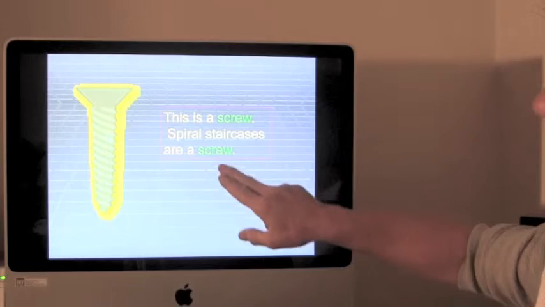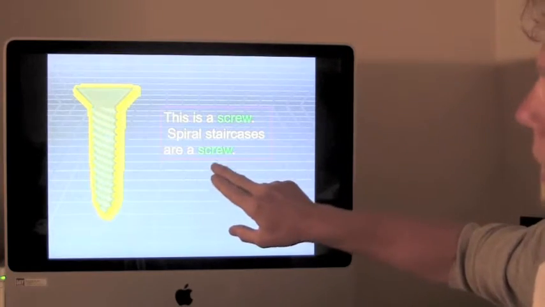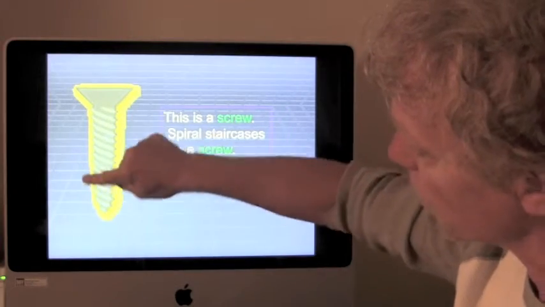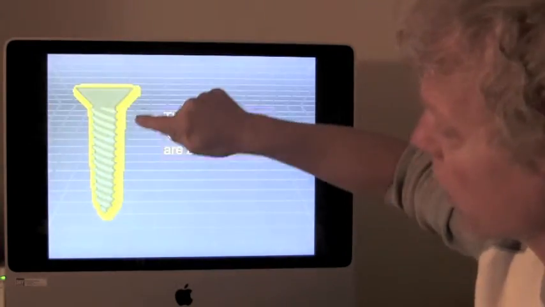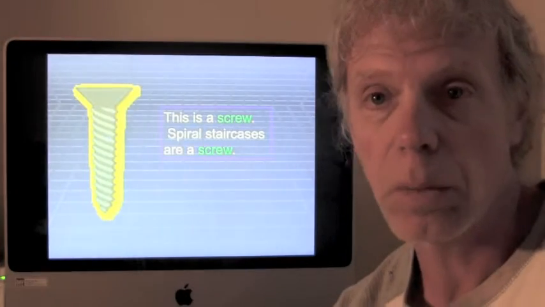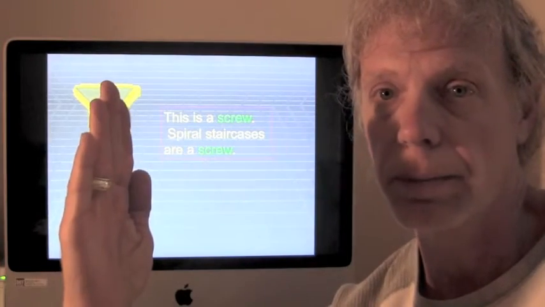The example that we use here is that spiral staircases are an example of a screw. So people would be walking up a spiral staircase, which again would be easier than climbing up a ladder that was standing straight up like that.